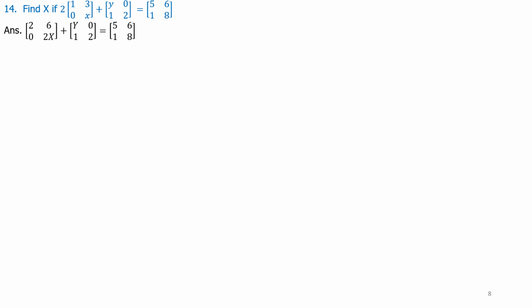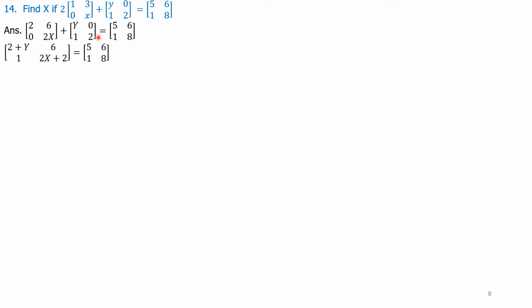So multiplying, we get 2 into 1 is 2, 2 into 3 is 6, 2 into 0 is 0, 2 into x is 2x. That means the first matrix 2 into 1 3 0 x becomes 2 6 0 2x. Next, we write the next matrix as it is. So row 1 is y 0 and row 2 is 1 2. As it is, we have copied. Similarly, the right hand side matrix 5 6 1 8 is also written in the same way.